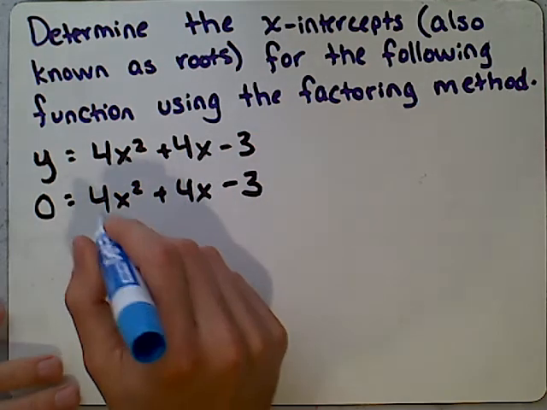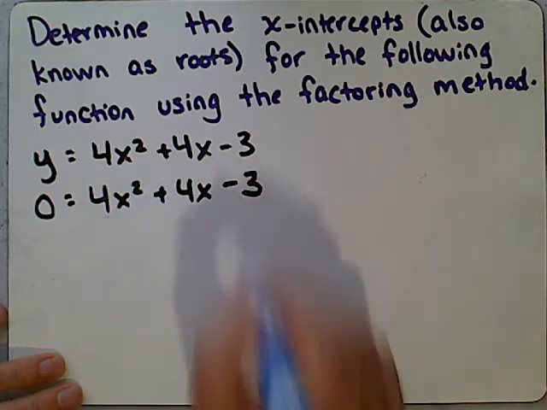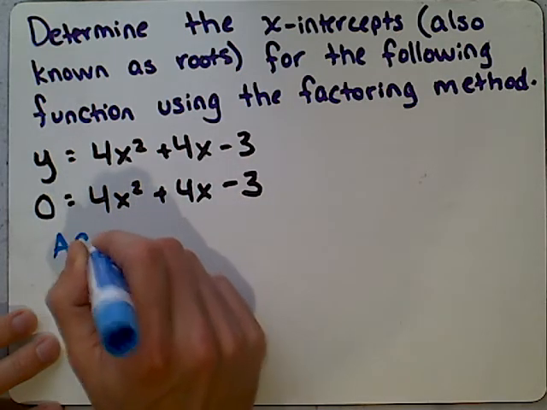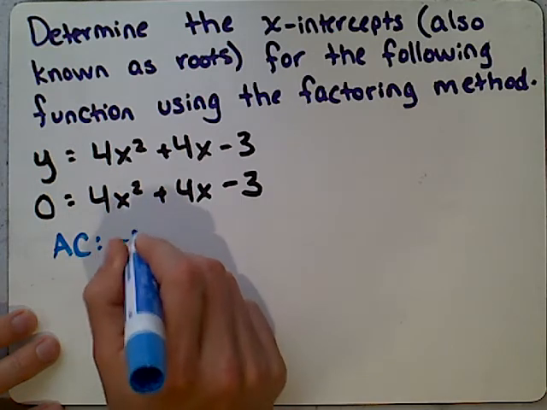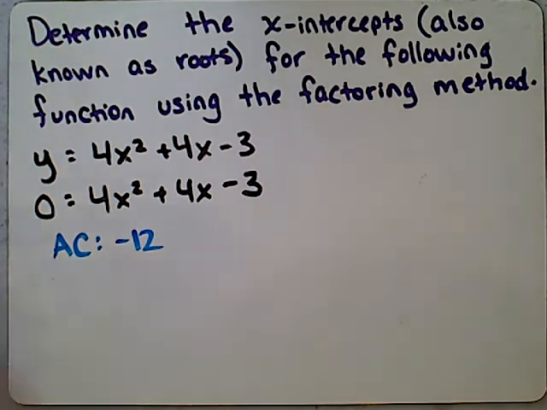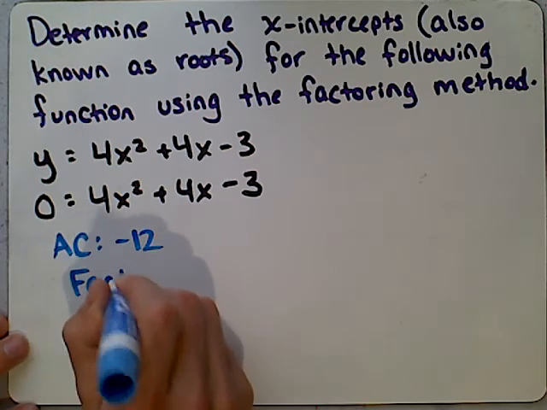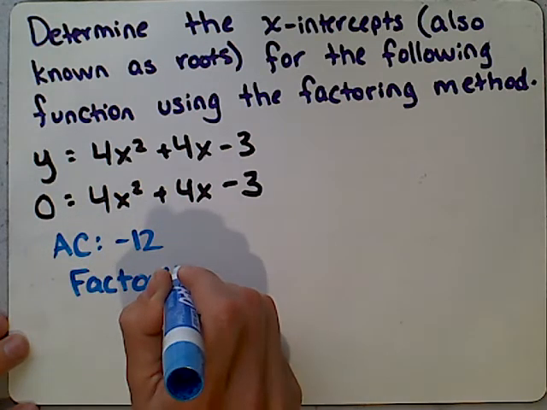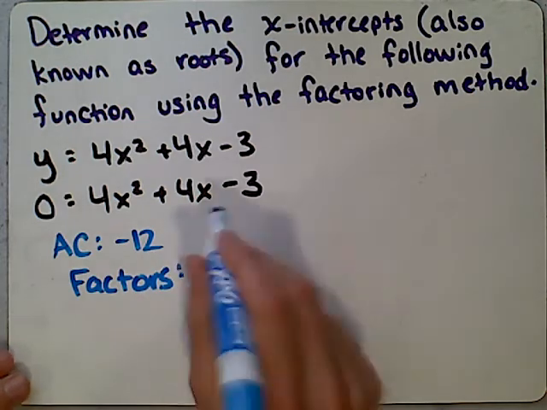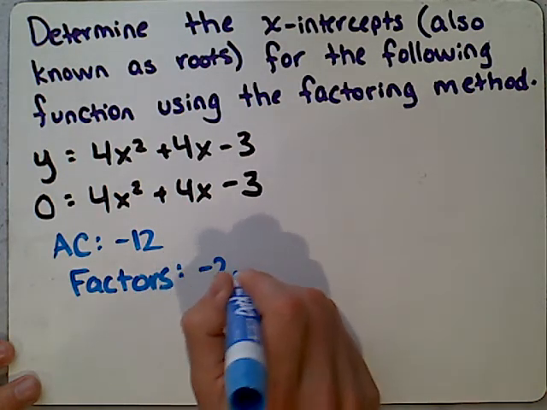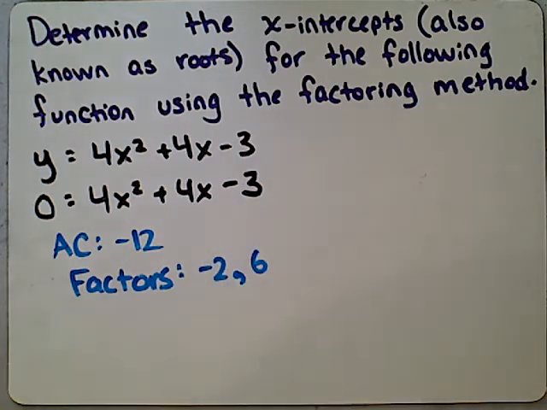Now what we want to do is identify that we've got an a of 4, a c of negative 3, and we want to set up the AC method. A times c in this case is negative 12. We then want to look for factors of negative 12 that add up to positive 4. So in this case, the two factors that are going to add up to positive 4 are going to be negative 2 and positive 6.